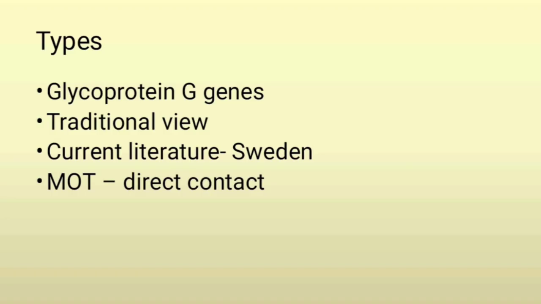Types of herpes simplex 1 and 2 only differ in the glycoprotein G genes. The traditional view is that herpes simplex virus 1 causes above-waist infection and 2 causes below-waist infection. But current literature from Sweden shows many of the finger and hand infections were caused by herpes simplex virus 2. Human being is the only host, and the mechanism of transmission is direct contact.